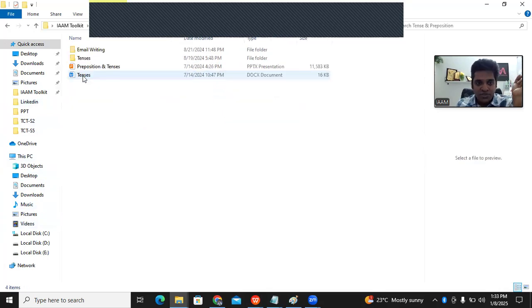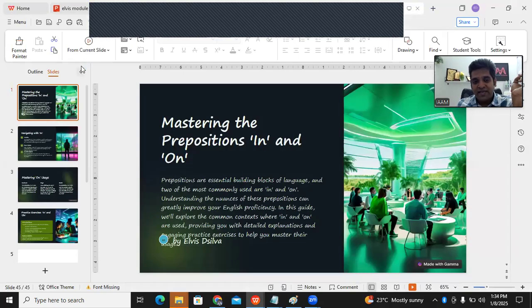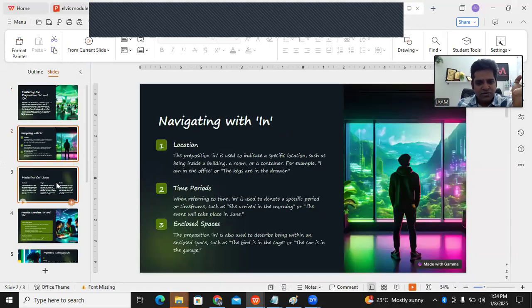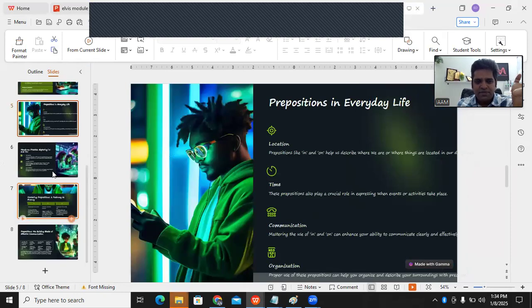So tense and preposition. Okay. So here are the tenses and prepositions. You can use this module for them, because most of the errors that they make, I made this using AI, guys. So you go through it, it's very self-explanatory. Tense and prepositions, I need not explain this.